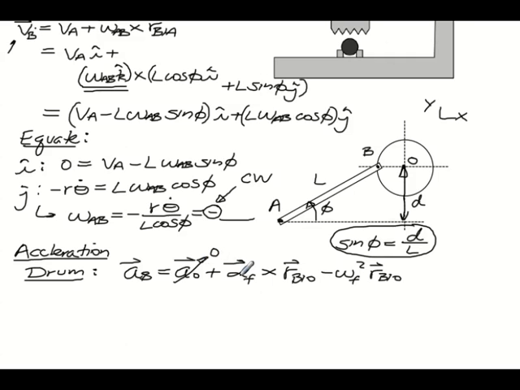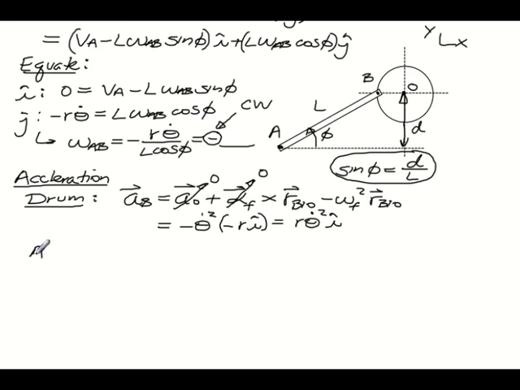That's a 0. It's given that theta dot is a constant, so alpha is a 0. So we have a minus theta dot squared. The vector going from O to B is a minus Ri. So the acceleration of B is a plus R theta dot squared i.